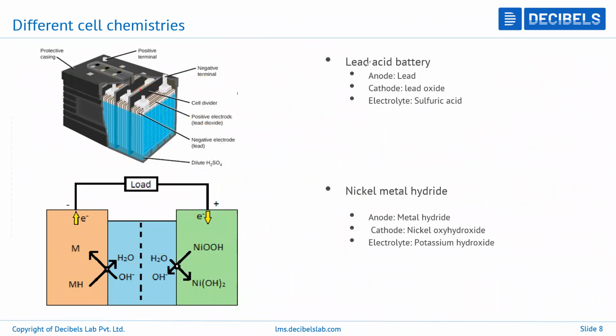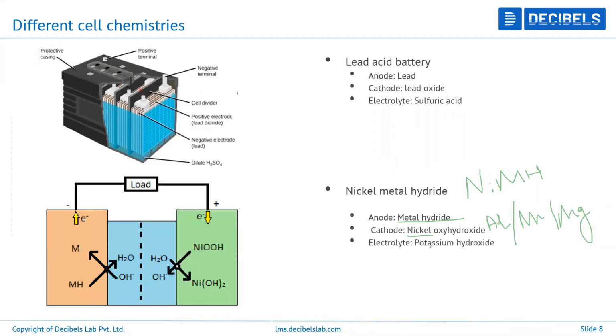Along the same lines, we also have the nickel metal hydride battery, which is NiMH. Why is it called nickel metal hydride? Basically, the cathode is made out of nickel, and the anode is made out of a metal hydride. Your metal could be aluminum, manganese, or magnesium.